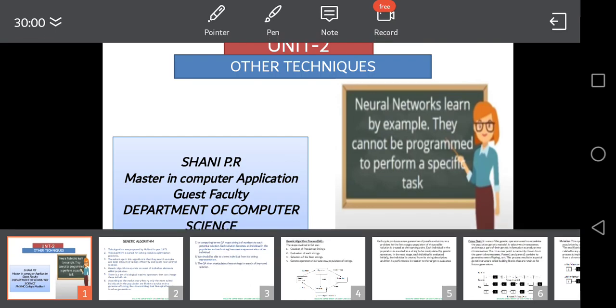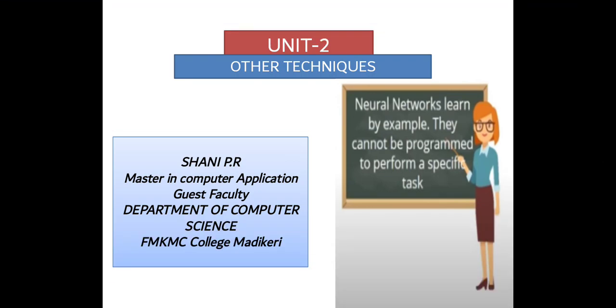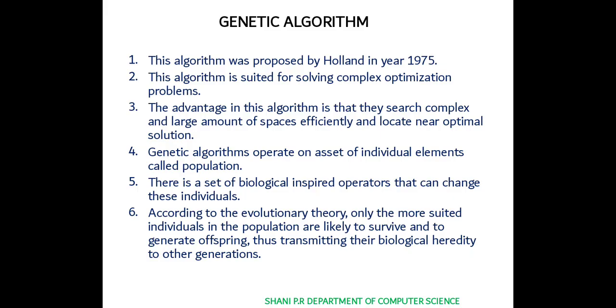In today's video we are looking into the topic that is genetic algorithm. Here we can see the introduction of the genetic algorithm and steps in a genetic algorithm. This algorithm was proposed by Holland in the year 1975. This algorithm is suited for solving complex optimization problems.